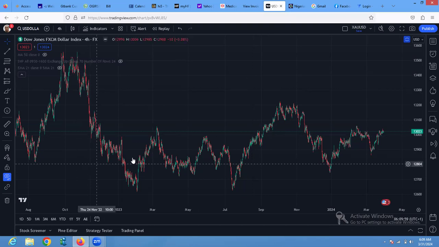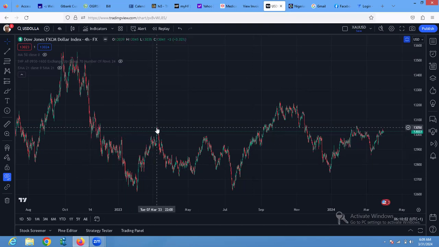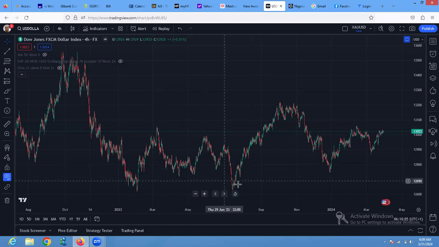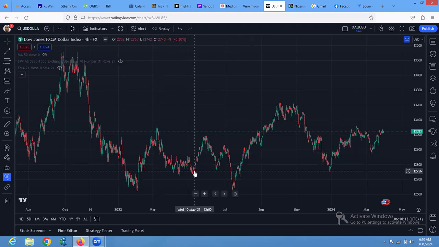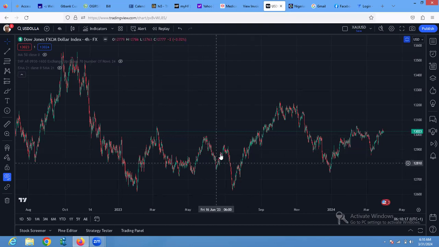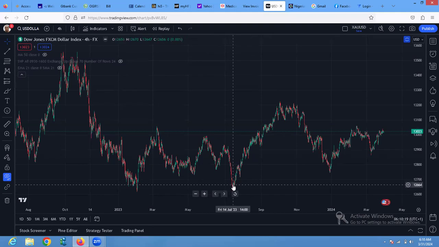Like after this move, we said that this is the first correction, and this is the second correction from here to here. And this is a B: A of B, B of B, and in a C of B, you have A, B, C, which is a three-wave. So for us to have that C of B, in any C leg, that is the last C leg, it has to be an impulse, which is almost all the time a five-wave structure.